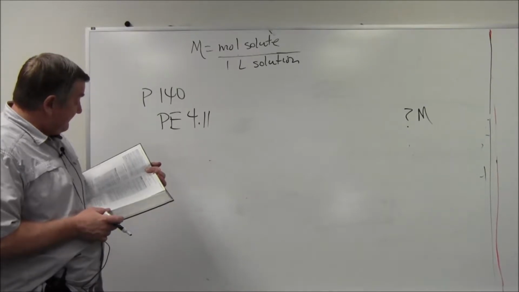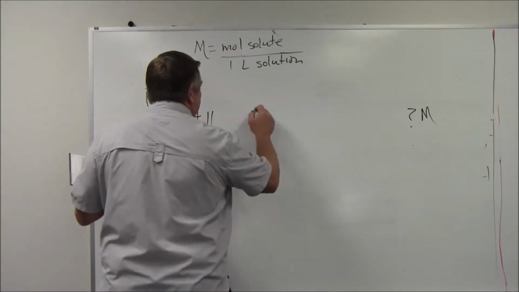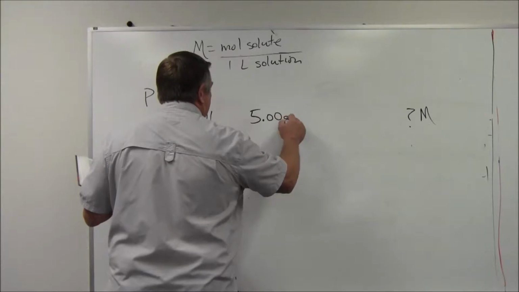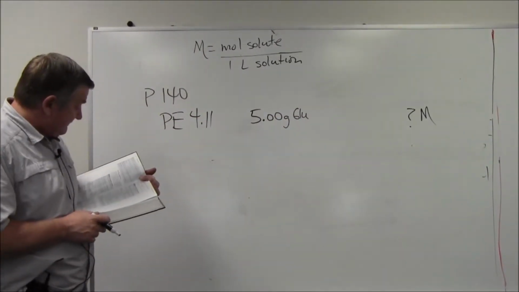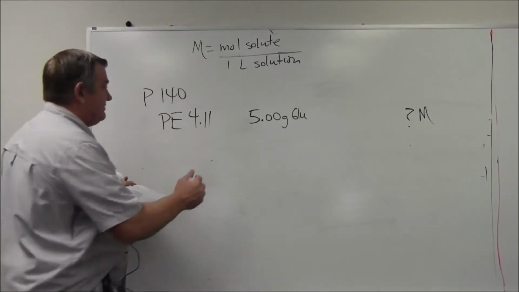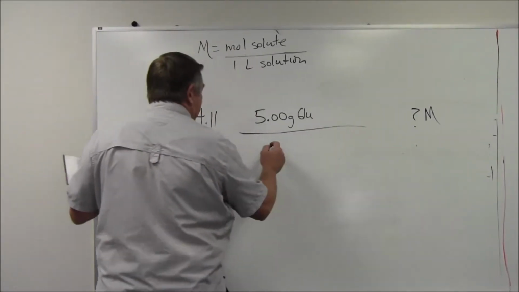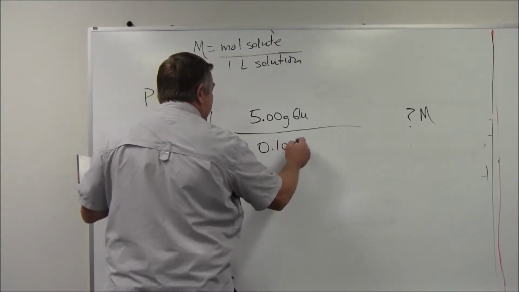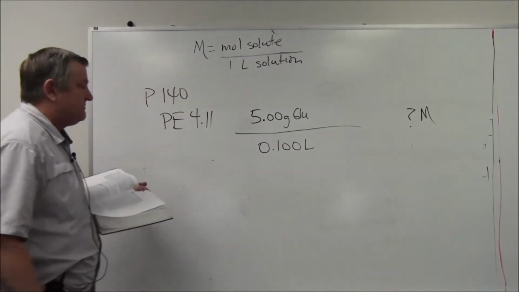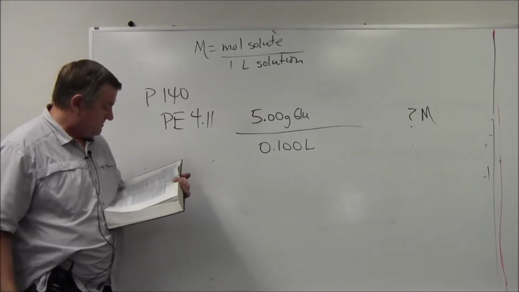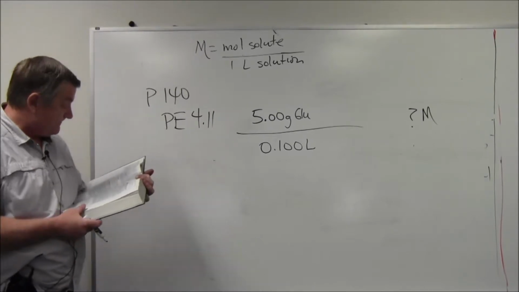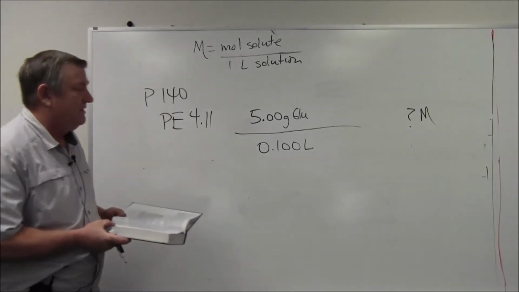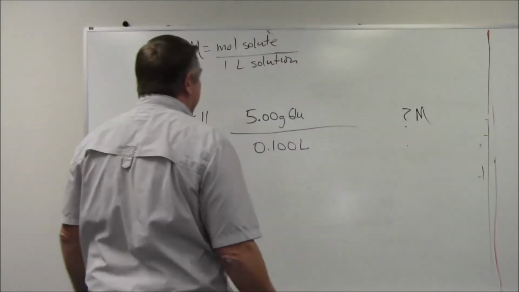Made by dissolving 5 grams of glucose. So that's going to be in our numerator. We'll just put glu for glucose. In sufficient water to form exactly 100 mL of solution. So we're going to go 0.100 liters, because we know we'll divide 100 mL by 1,000, and that's 0.1 liter. Okay? And now we just have to change the grams of glucose into moles of glucose. We have moles per liter.